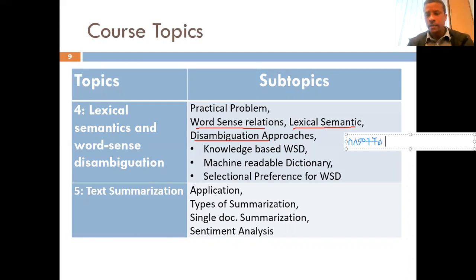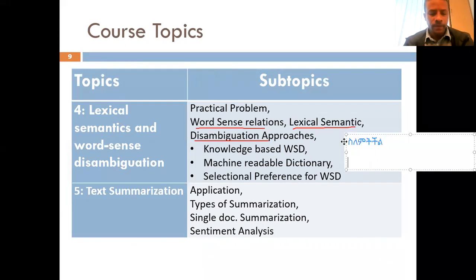What do you understand? What is this word? What is the meaning of this word? The meaning of this word is about ability. Yeah? Ability of whom?